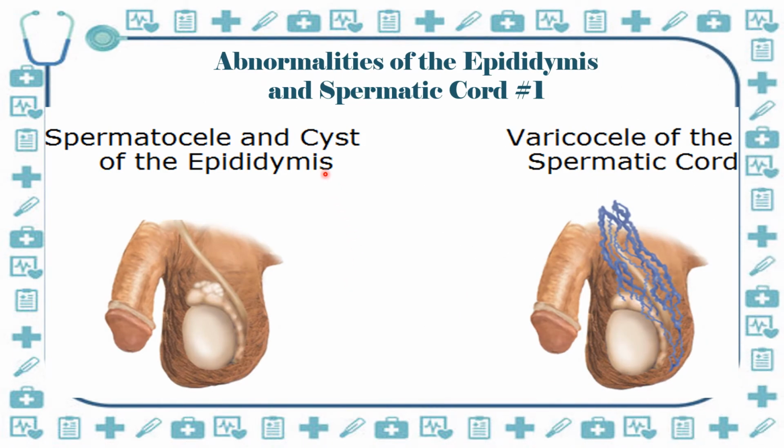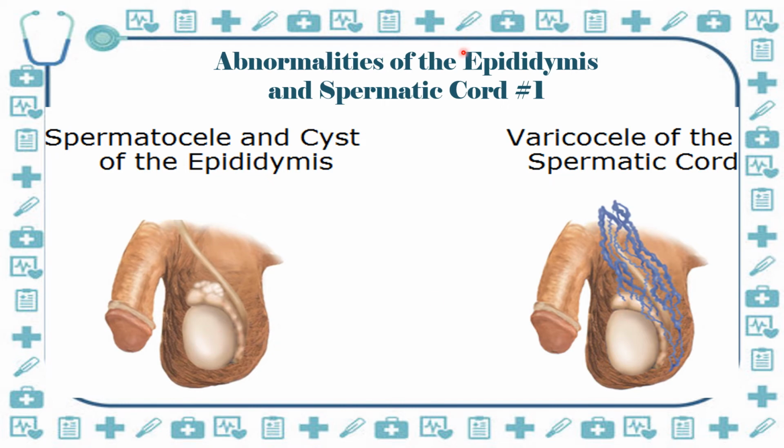Alright, so let's continue. We have other abnormalities of the epididymis and the spermatic cord. Here we have the spermatocele and the cyst of the epididymis. There's a painless, movable cystic mass just above the testes. It suggests a spermatocele or an epididymal cyst. Both transilluminate. The former contains sperm and the latter does not.